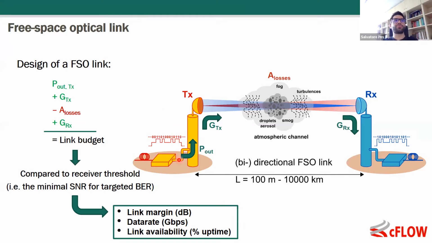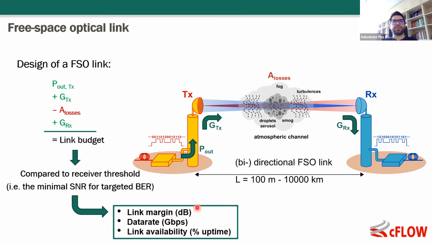It considers the output power, the gain of the transmitter and receiver telescopes, and the losses through the atmospheric channel. This is compared with the receiver threshold, which is the minimal signal to noise ratio needed to detect the target bit error rate that we want to achieve. And this gives the link margin.